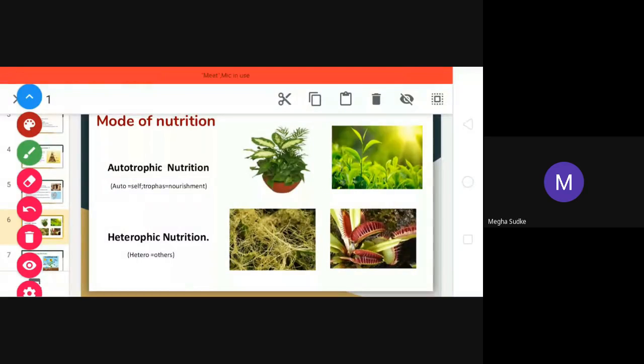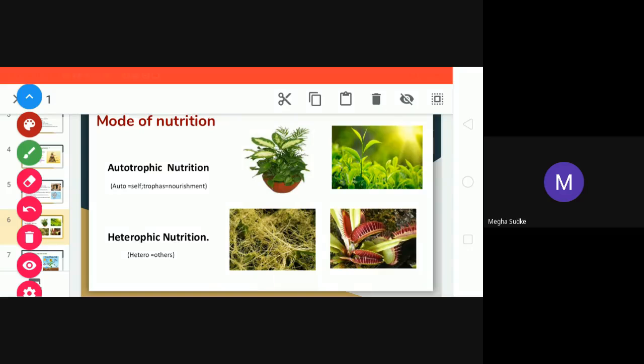Okay, first one is autotrophic nutrition. So what is autotrophic nutrition? Plants make their food by their own, right? Auto is nothing but self. Trophs are nothing but nourishment. It is necessary to grow our body, to get energy, to repair body parts. Nourishment is very important, right? So autotrophic nutrition is the nutrition in which organisms prepare food by themselves.